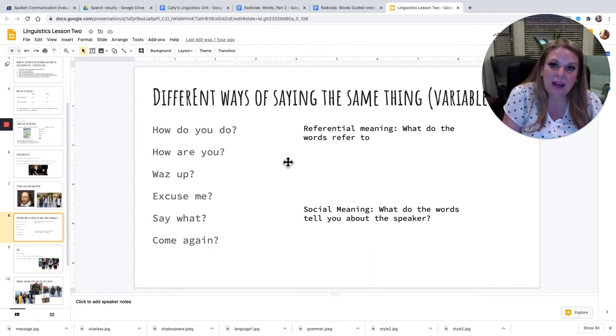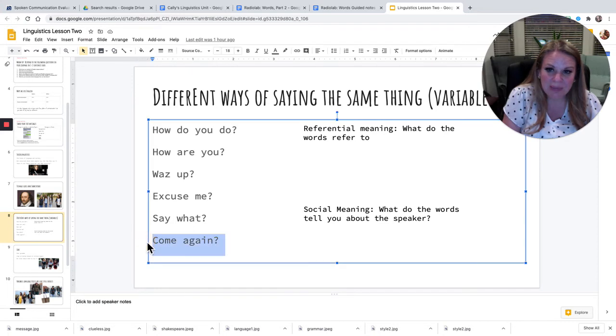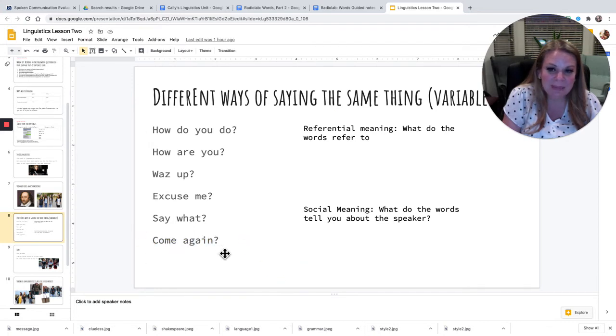These things have the same referential meaning. How do you do? How are you? What's up? They all mean, how are you doing today? Tell me about your feelings or your emotions or the events of your day. But they have very different social meanings. They tell us about the speaker. This one tells me that you're a teenage boy. This one tells me that you're Mr. Darcy. This one might tell me my husband says come again all the time, and it makes me smile every time because it reminds me that his family's from this little podunk town called Oak City, Utah.